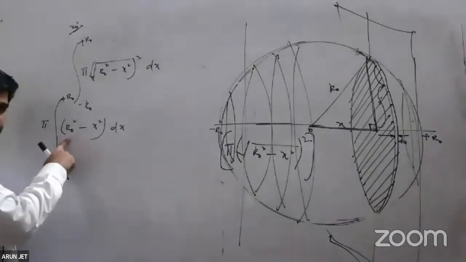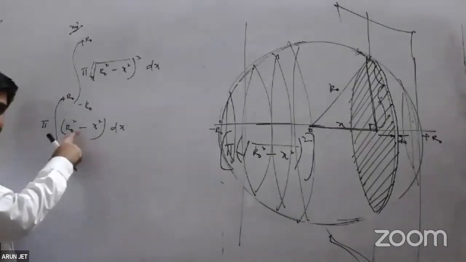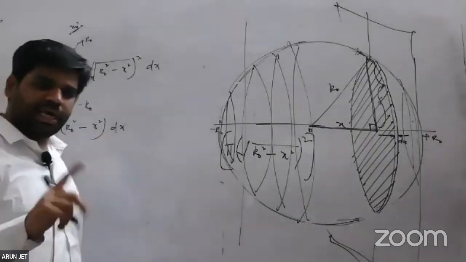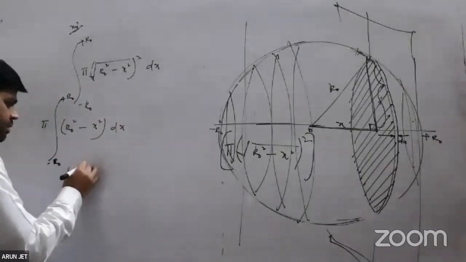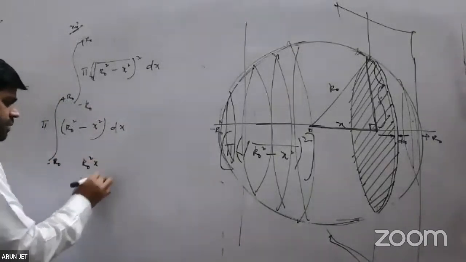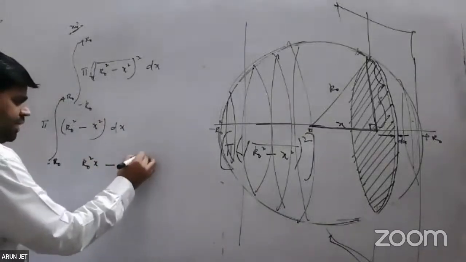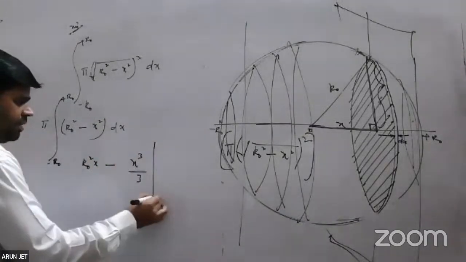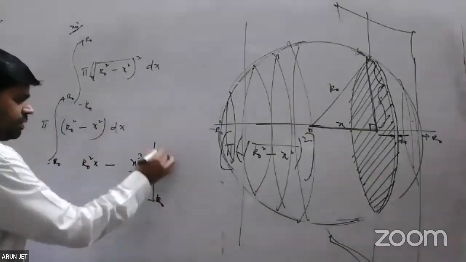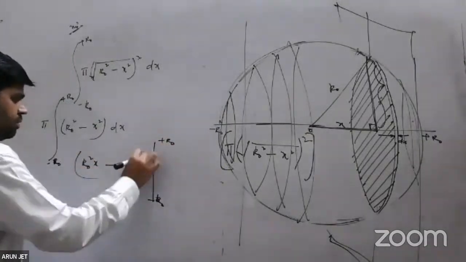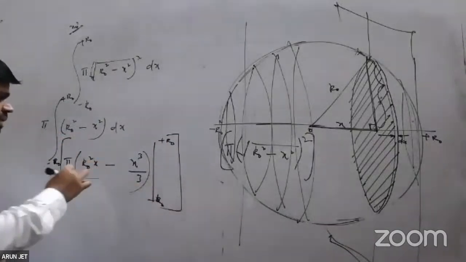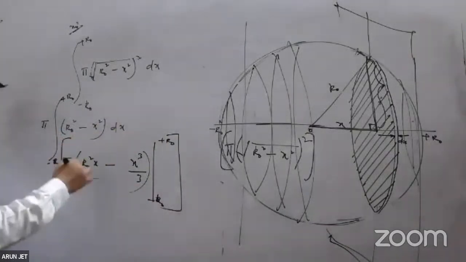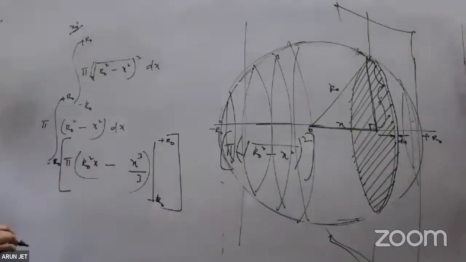See, r naught is a constant, right? So r naught square into 1 dx. Integral 1 dx is x, so it will be r naught square x minus, as you said, x cube by 3, under limits minus r naught to r naught, into pi. This is my answer. Now I have to substitute plus r naught and then minus r naught.